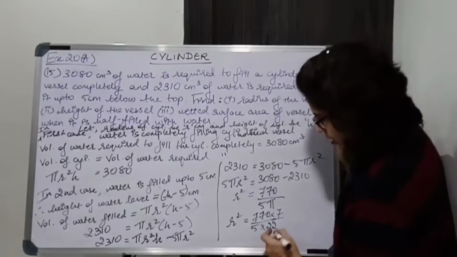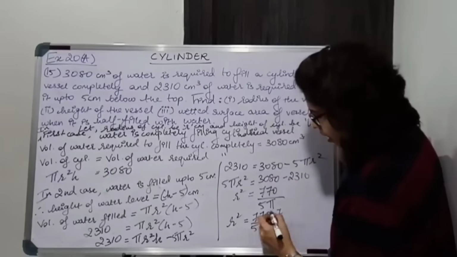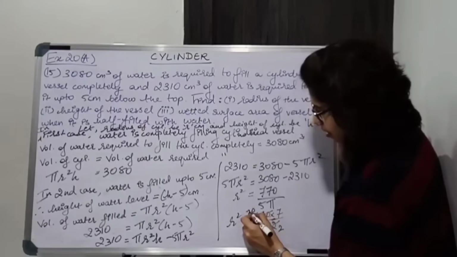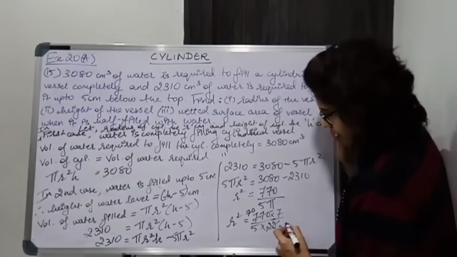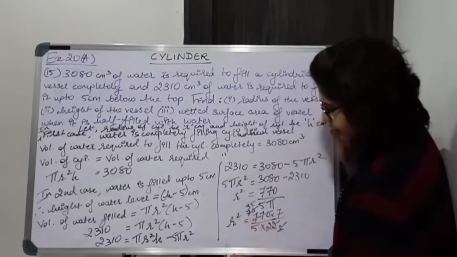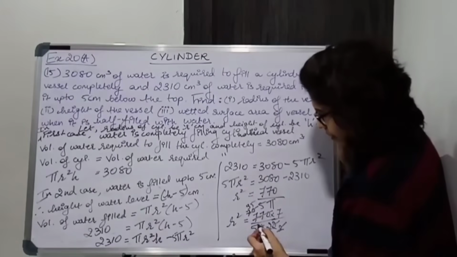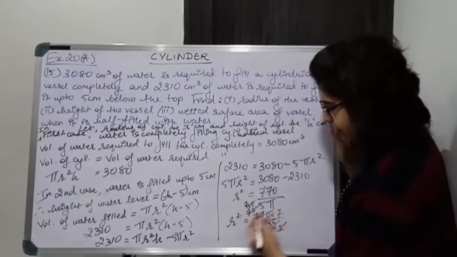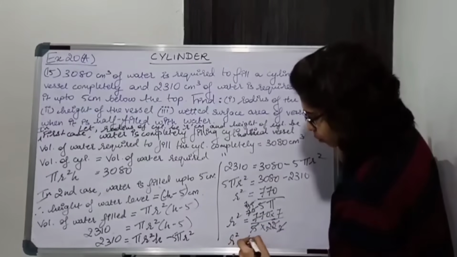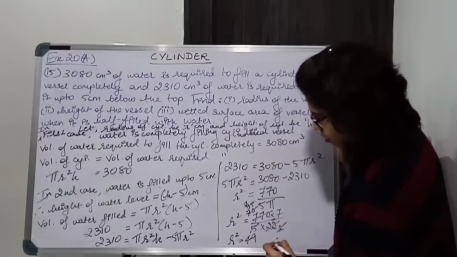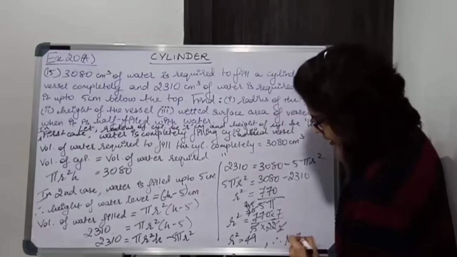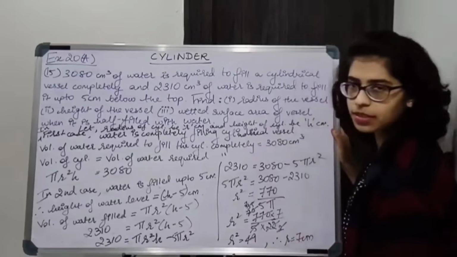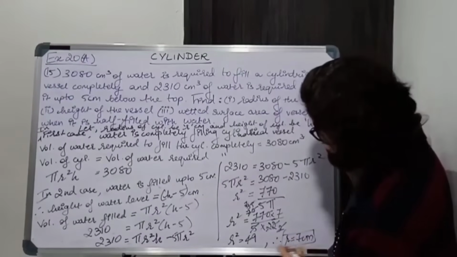All right. 11 2s are 11, 7s are and 0. All right. 2 35s are, 5 7s are. Okay. So 7 into 7. So r square is equal to 49. Therefore r will be 7 centimeters. ठीक है. So we got the radius.